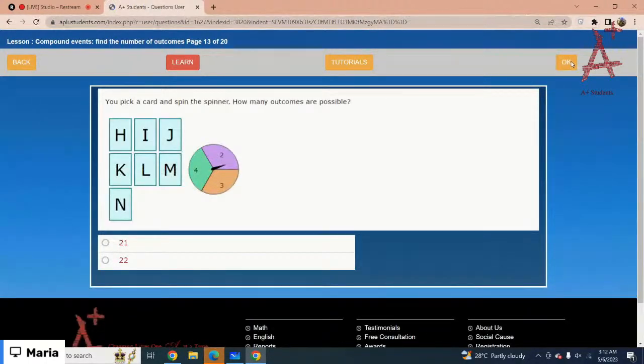You pick a card and spin the spinner. How many outcomes are possible? So which is the correct option? You have 7 outcomes for the card and 3 for the spinner. So the correct option is 7 times 3. 7 times 3 makes 21. So the correct option is 21.